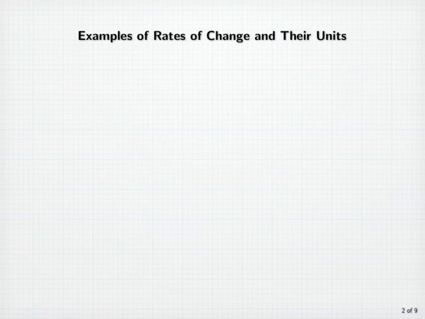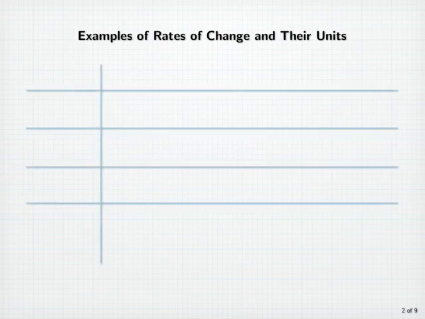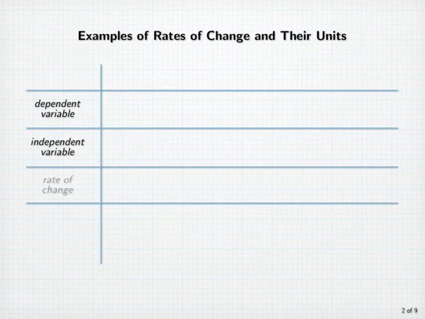Examples of rates of change and their units. We'll look at a few examples here and discuss a dependent variable, an independent variable, and the rate of change in the dependent variable with respect to the independent variable. For instance, we might be concerned with a variable such as water temperature, in which the dependent variable we might denote by capital T, and it might be measured in degrees Celsius.